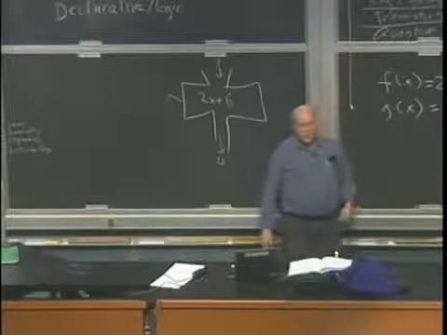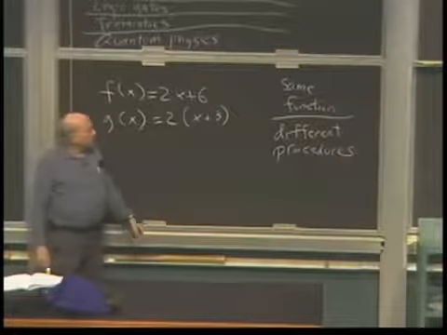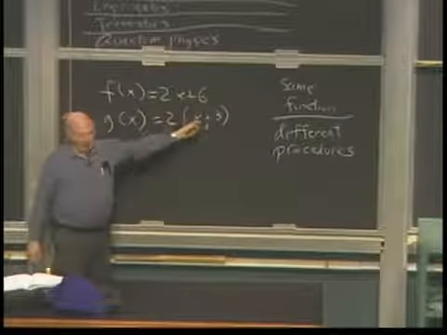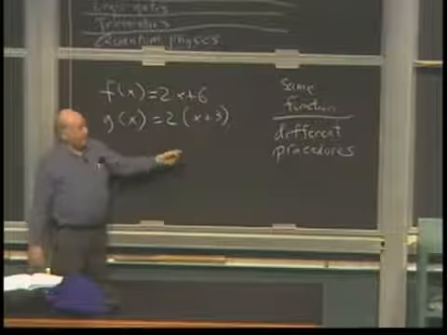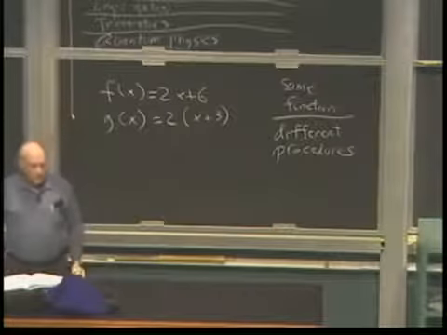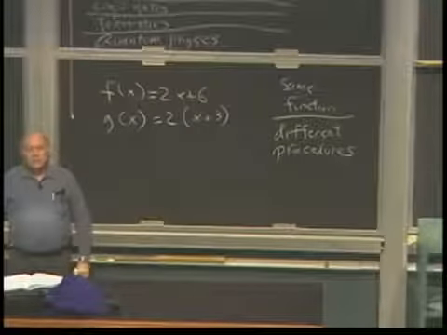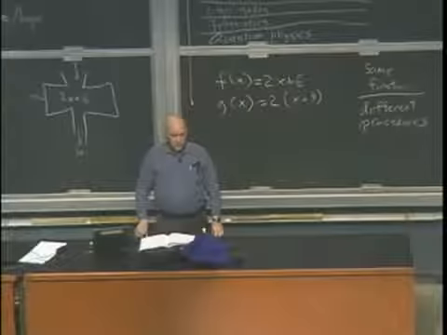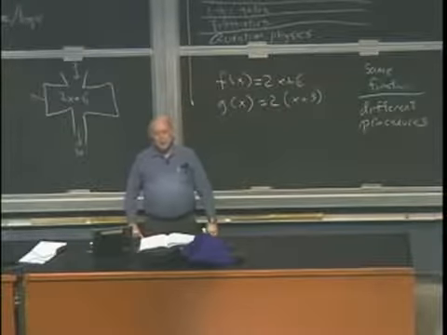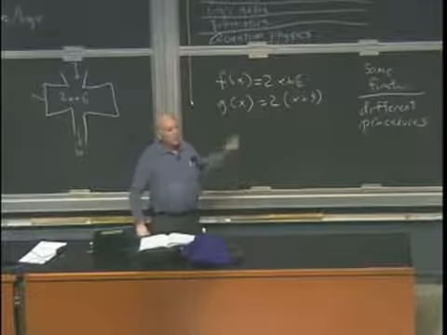A procedure is a sequence of steps for computing a function. F says, take the argument, multiply it by 2, then add 6. G says, take the argument, add 3, then multiply by 2. So it's a different sequence of steps, different procedures that compute the same function. Inside the computer, there aren't really any functions. There's only procedures. So the way we represent a function in a computer program is to provide an algorithm, a sequence of steps, for computing that function.